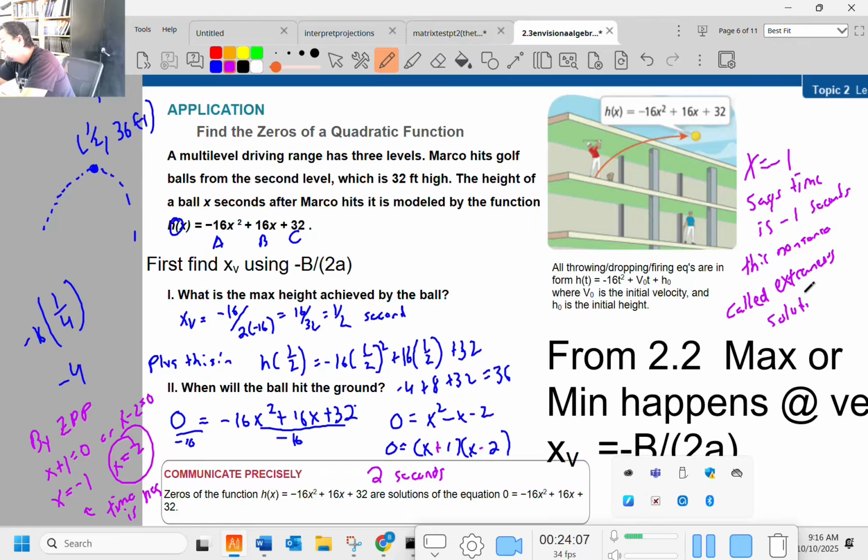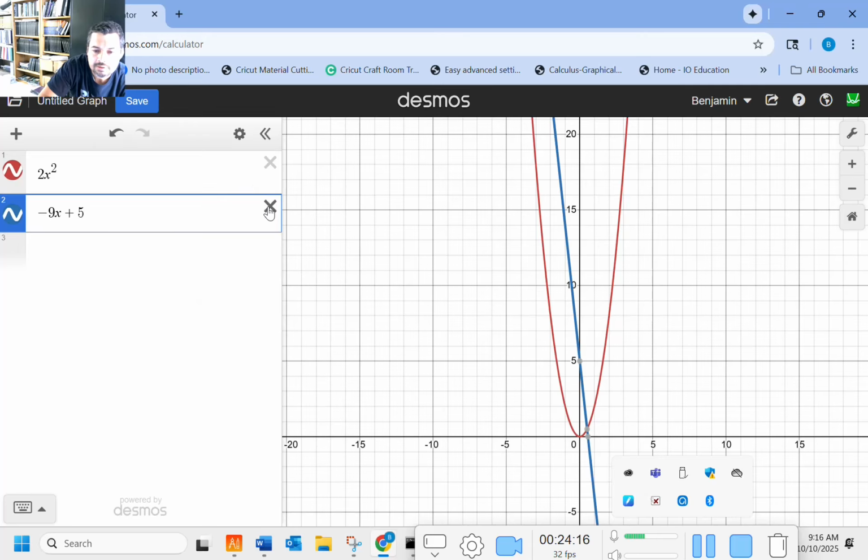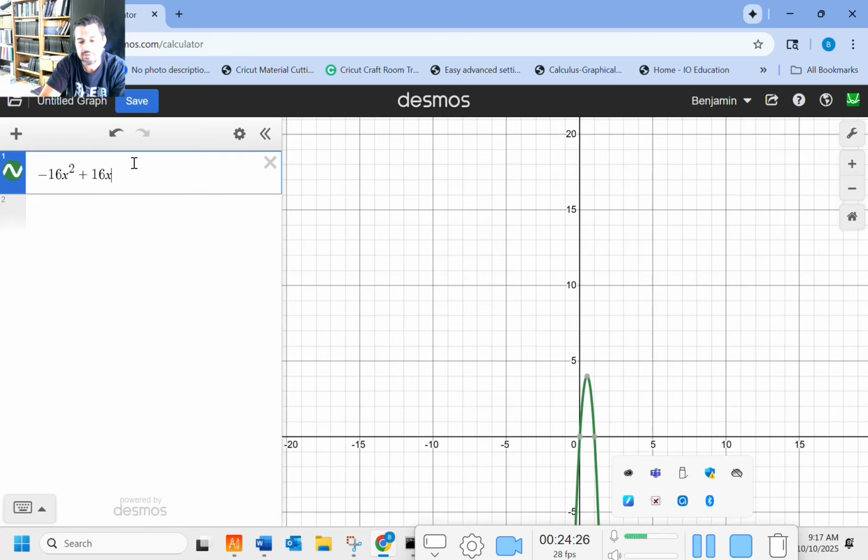Now I'm going to take some time and graph the original equation. I'm going to pull up Desmos. Desmos is just much easier to see things. And we'll talk about why it doesn't make any sense. That was negative 16x squared plus 16x, plus 32.